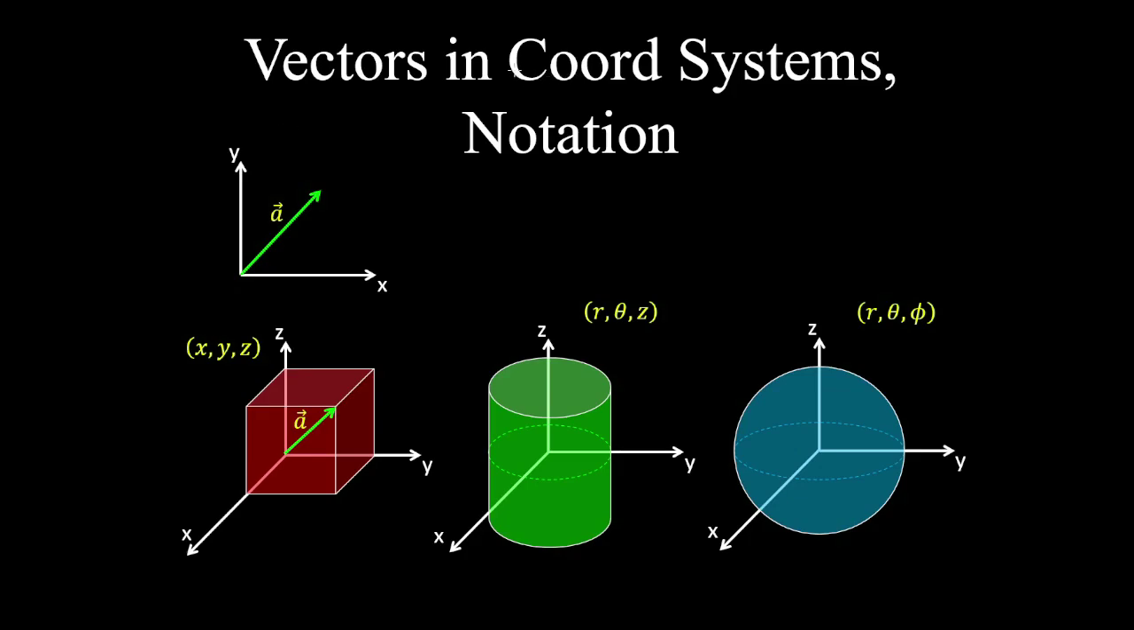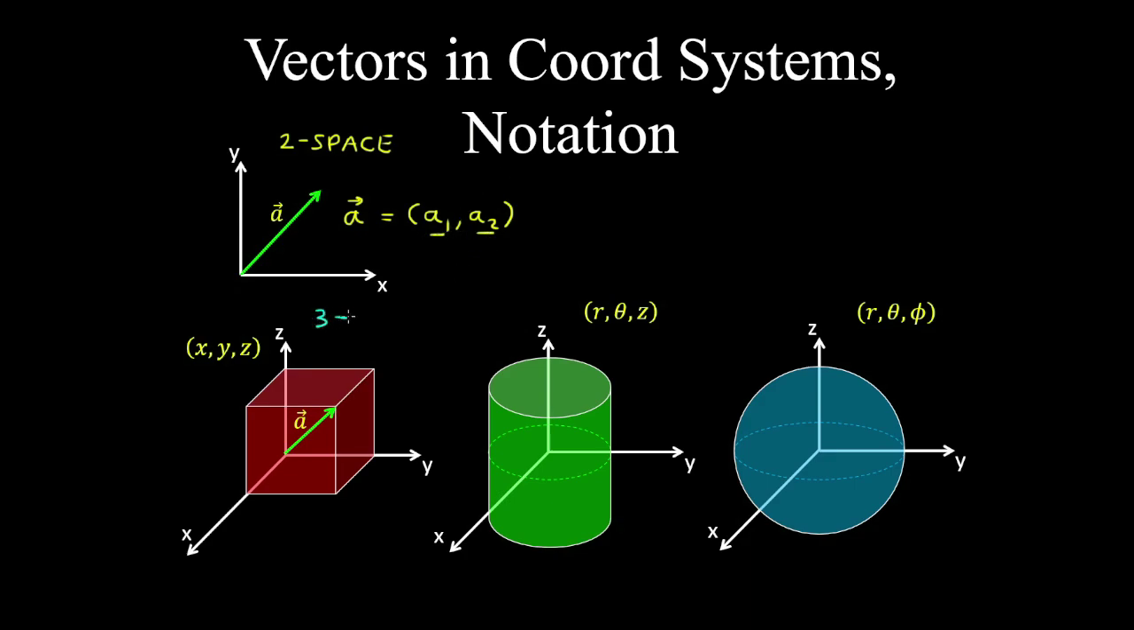Vectors can be conveniently represented in coordinate systems. So for example, in 2 space, or 2-dimensional space, the vector A has components A1 and A2, which in this case signifies the x and y direction.